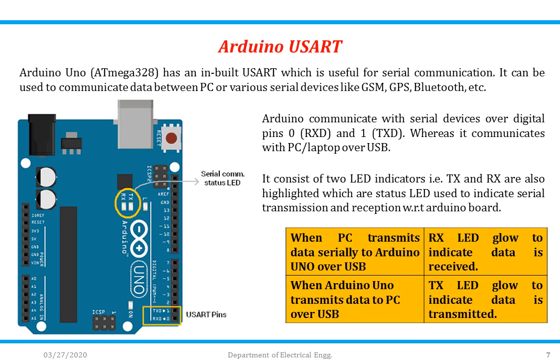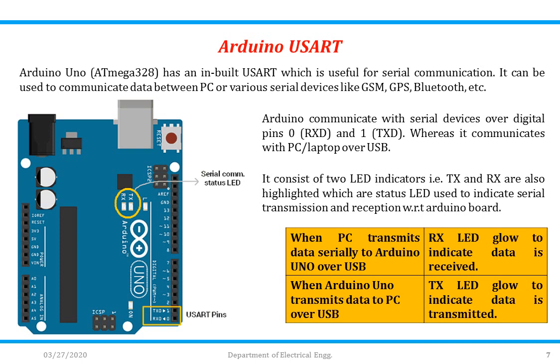Whenever the PC transmits data serially to the Arduino UNO over a USB, now carefully understand this concept. PC transmits data. Suppose I am talking with respect to the Arduino board, then what? It is going to receive the data from the PC. So whenever the Arduino board receives the data from the PC, the RX LED glows to indicate data is received.